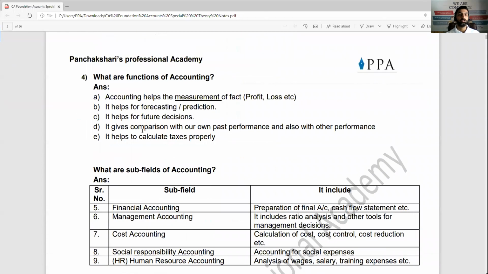Now moving forward, the next short note is what are the functions of accounting? What does accounting exactly do? It helps the measurement of fact, that is profit or loss. It helps for forecasting or prediction, that means making prediction for future. Then it helps for taking future decisions. For example, product A is having good GP ratio, but product B is not having that much good. Then you will increase the production of A and reduce production of B for the next year. So future decision. It gives comparison with our past performance and also with that of others. So what is my NP ratio as compared to last year? What is my NP ratio and what is my competitor's NP ratio? Everything can be compared. It helps to calculate the taxes also properly. So these are the functions of accounting.